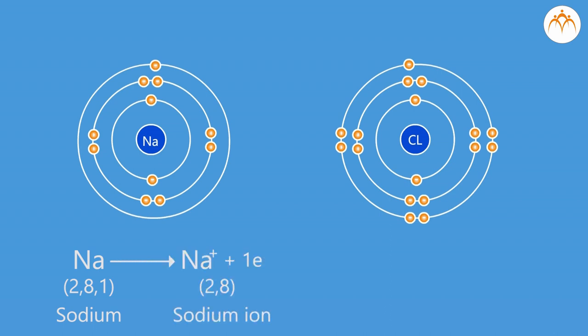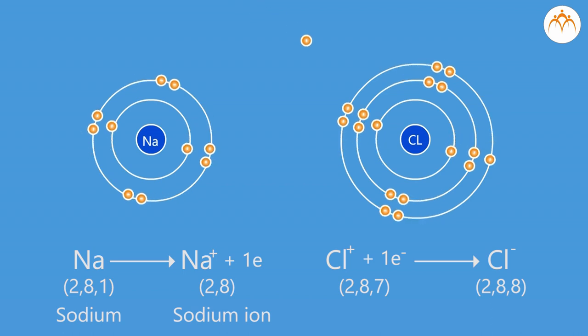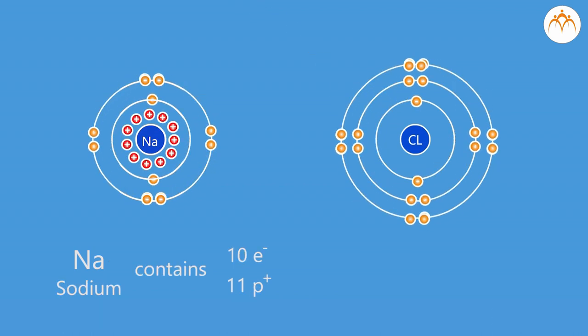Sodium ion. A sodium atom has one valence electron. It loses one electron. Sodium contains 11 protons and 11 electrons. When it loses one electron, it has 10 electrons and 11 protons. Therefore, it carries one positive charge.